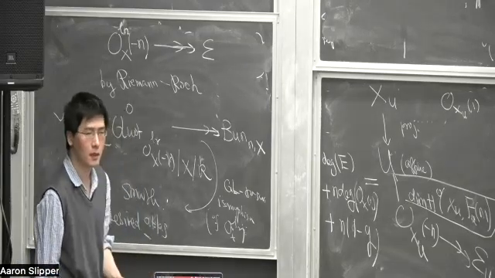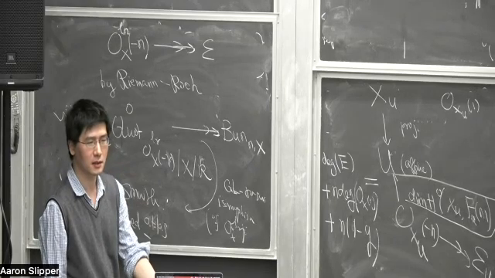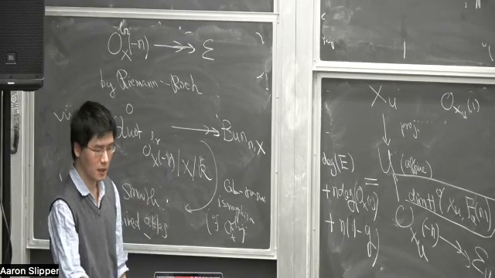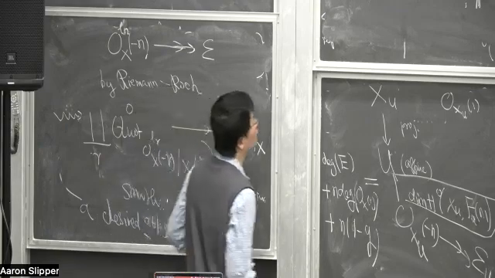Can you explain how the algebraicity of Bun_G reduces to algebraicity of Bun_n? Okay, no problem. Okay, so let's see.